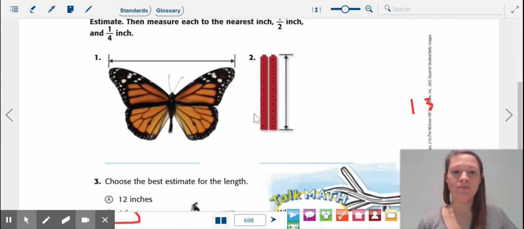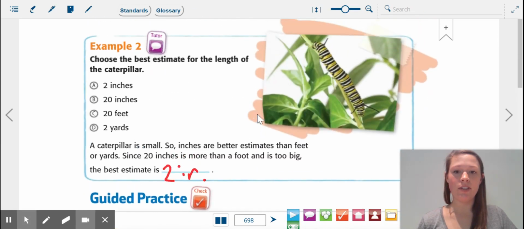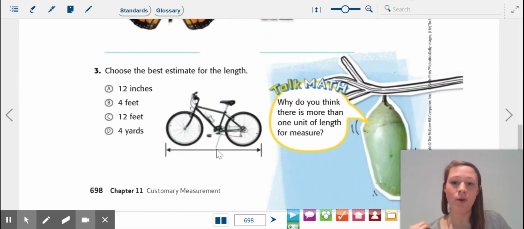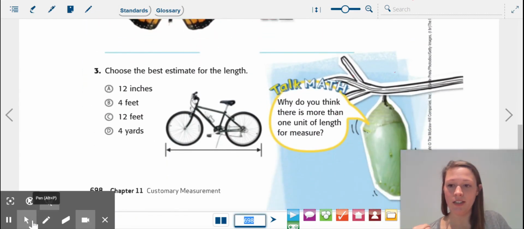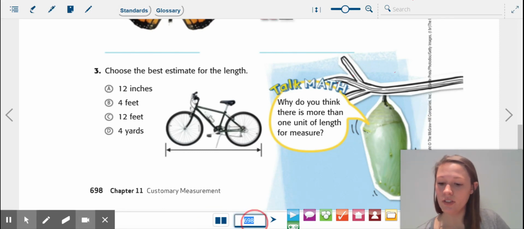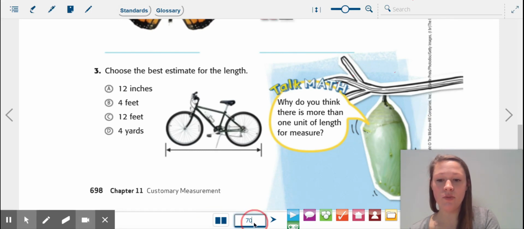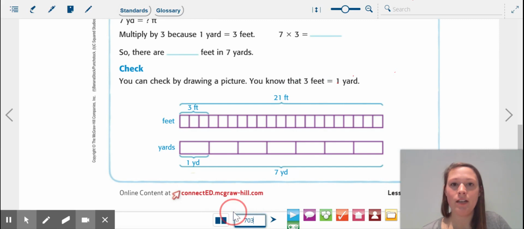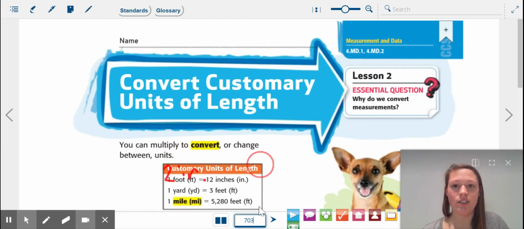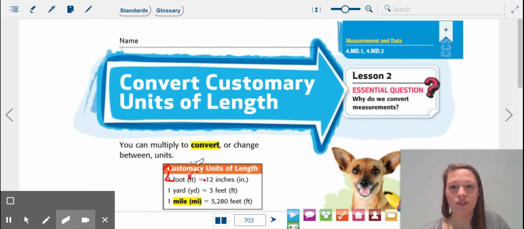Okay. Why are you disappearing? That's so weird. Okay. But we are going to move to page 703. Move to page 703. Erase this.